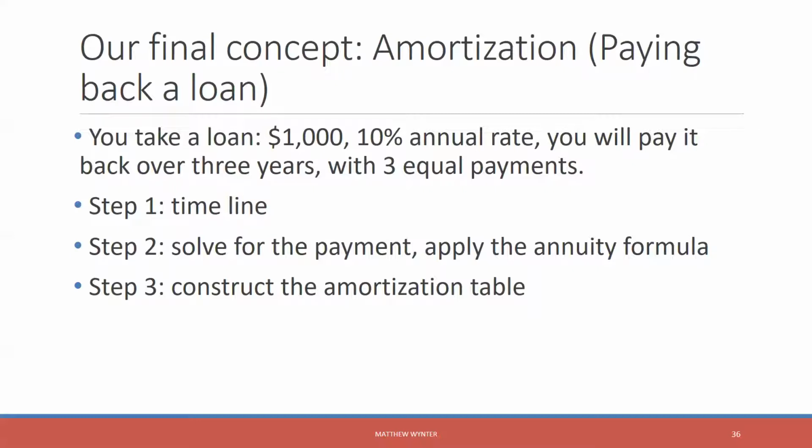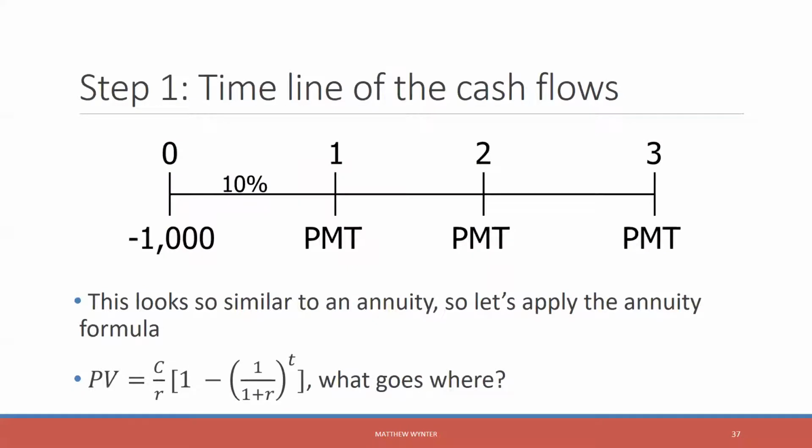Now, before we jump right in, let's make sure we understand why we can apply the annuity formula. We've got a loan for $1,000. We've got an annual rate, a discount rate that's going to be constant, which is 10%. And we know our N. We know that over 3 years, we want to pay this back. So we've got all the stuff that we need for our annuity formula. The only thing we don't know is C, which is going to be the payment that we're solving for.